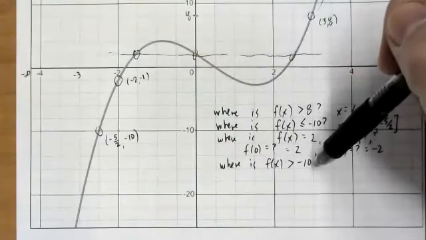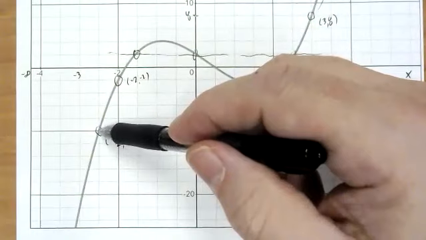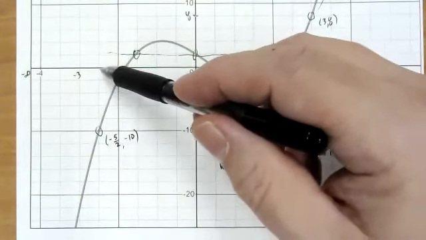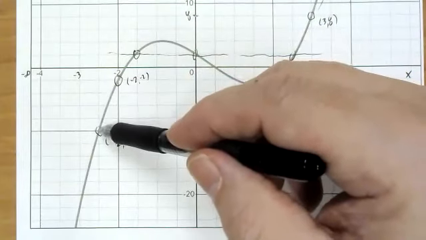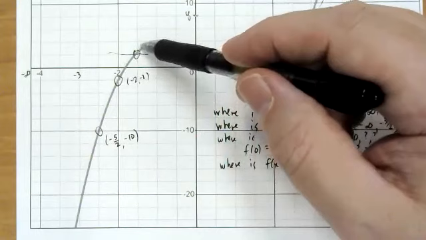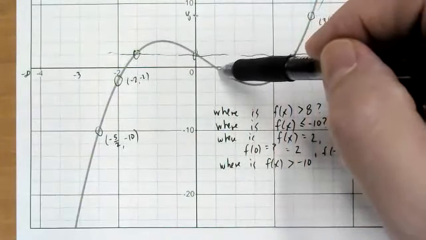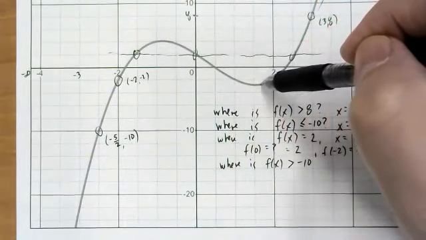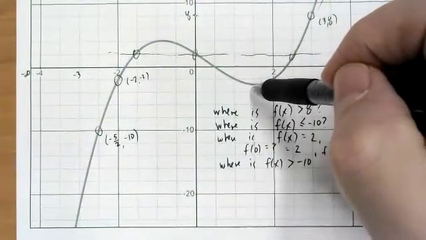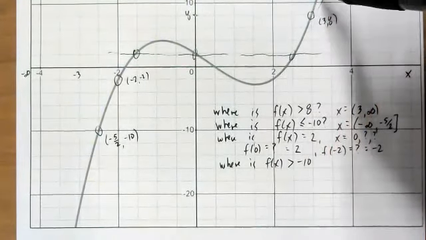I'm looking for where it is greater than negative 10. So starting here, starting when x is negative 5/2, or x is negative 2.5, the function is greater than negative 10. It's actually a positive number, comes here, and here the function goes negative again, but it's still greater than negative 10, and then it turns around and keeps going up.